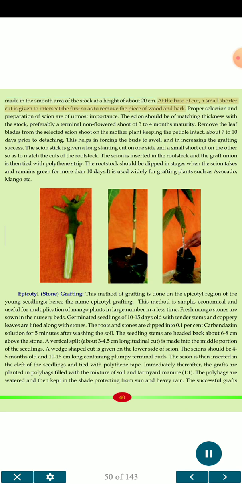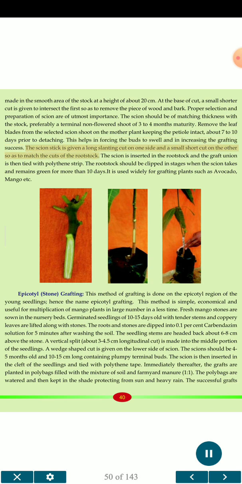At the base of the cut, a small shorter cut is given to intersect the first so as to remove the piece of wooden bark. Proper selection and preparation of scion are of utmost importance. The scion should be of matching thickness with the stalk, preferably a terminal non-flowered shoot of 3 to 4 months maturity. Remove the leaf blades from the selected scion shoot on the mother plant, keeping the petiole intact, about 7 to 10 days prior to detaching. This helps in forcing the buds to swell and in increasing the grafting success.